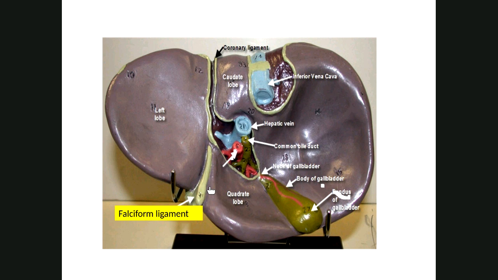And then this is the fundus of the gallbladder, the body of the gallbladder, the neck of the gallbladder. This is on the test, common bile duct, hepatic vein right here. And then the inferior vena cava comes down. And then remember this, falciform ligament. Falciform means sickle-shaped. And it connects this liver to the abdominal wall. So left lobe, quadrate lobe, quadrate lobe.